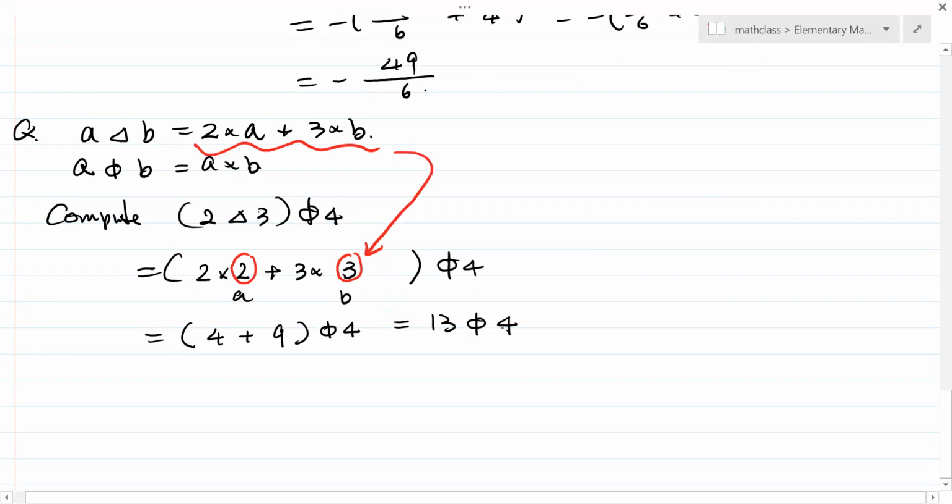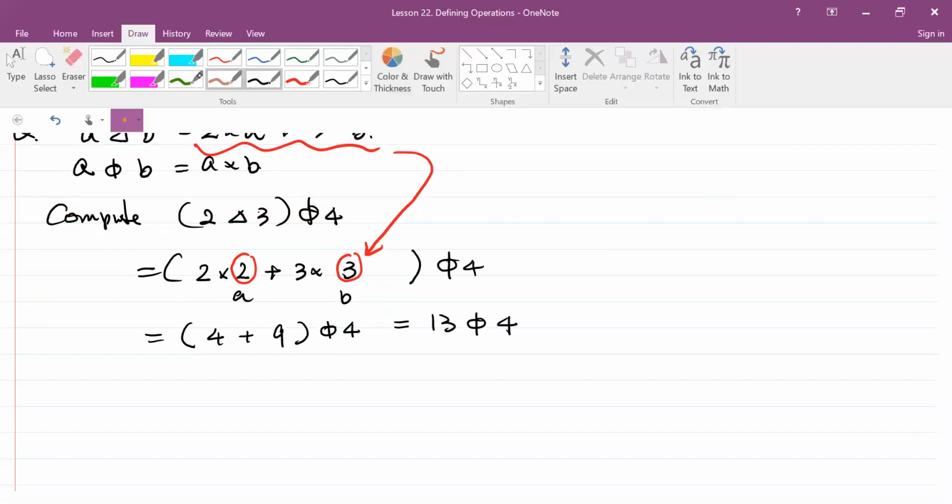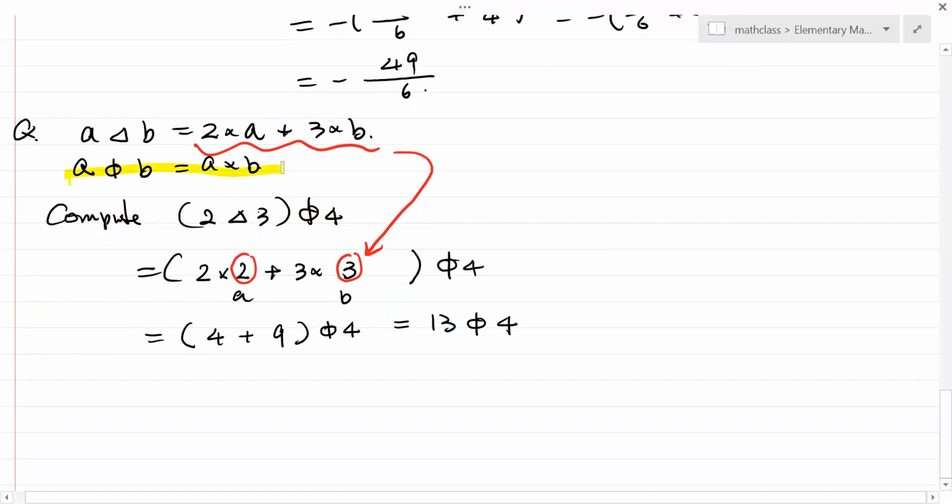Then we use this formula again. Let's see, A is 13, B is just 4, and you multiply this out. It's going to be, I think, 52. 13 times 4 is 52. This is the answer.